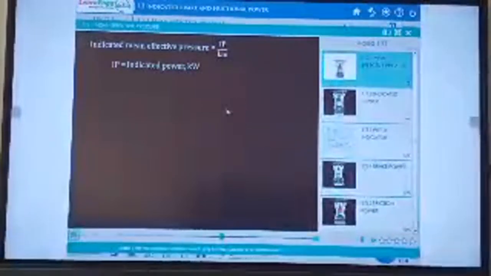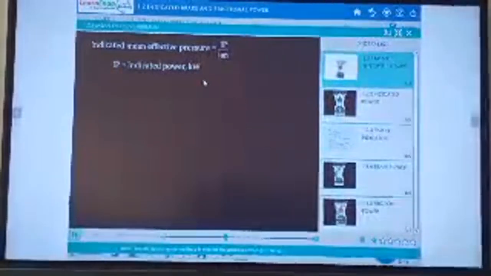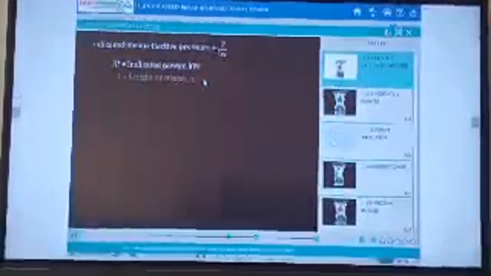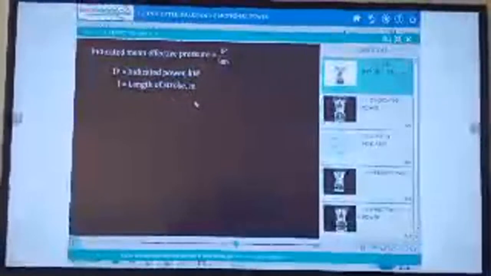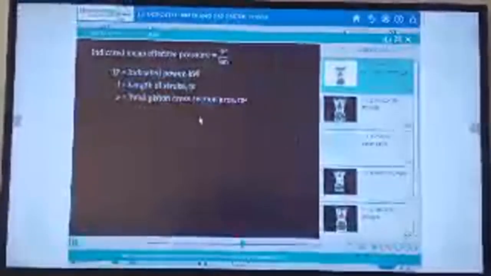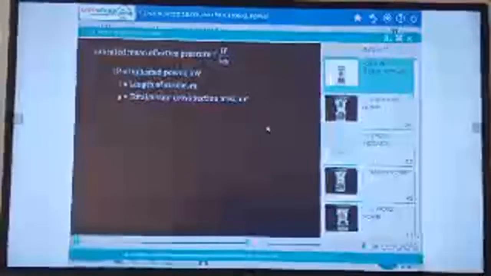Indicated mean effective pressure is equal to indicated power divided by LAN. IP is equal to indicated power in kilowatt. L is equal to length of stroke in meter. A is equal to total piston cross-section area in meter square. N is equal to number of working strokes per second.